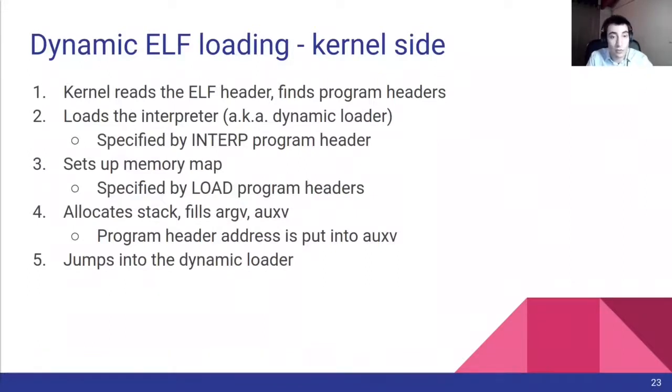And also it fills the auxiliary vector, a little known vector of parameters that the kernel passes to programs that are being run. One of those entries we care about because it contains the address of the program headers. Then the kernel will jump into the dynamic loader.